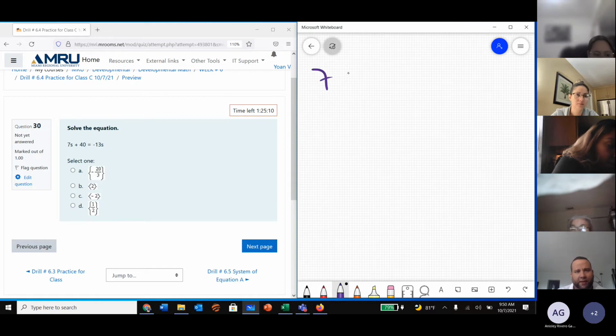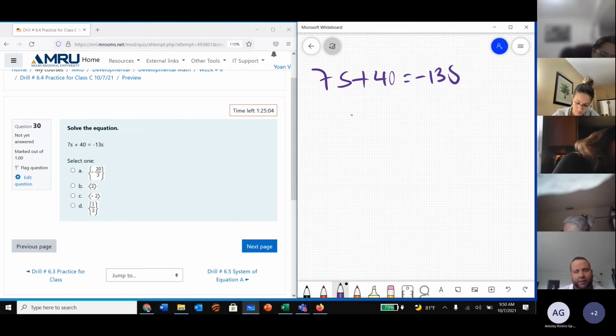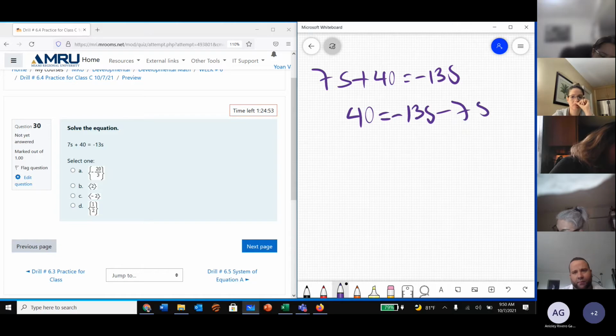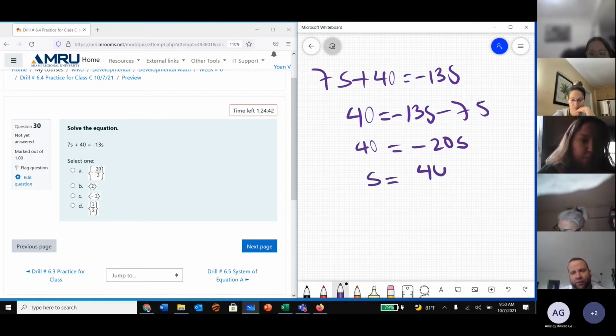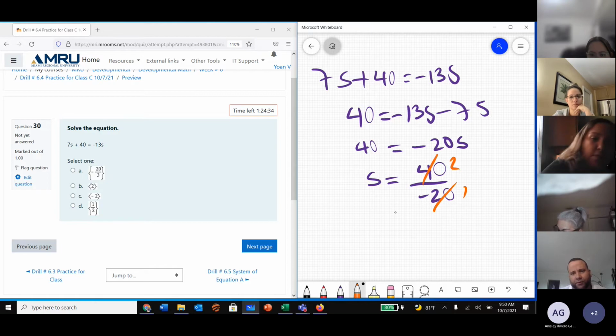We have 7x plus 40 plus negative 13s. Use like terms, and then we have 40 minus 13s, and the 7s go negative to this side. And then we have 40 equal negative 20s. The 20 is multiplying, so it goes dividing, and then we have s equal 40 over negative 20. And then 40 divided by 20 is 2. S equals negative 2.